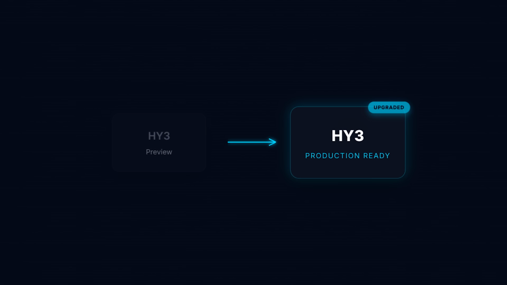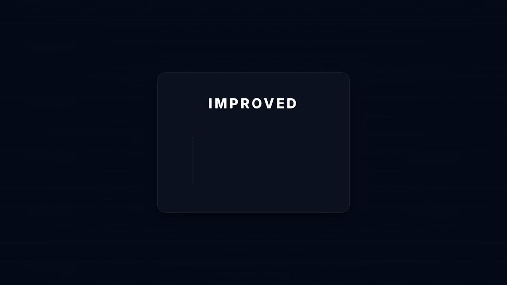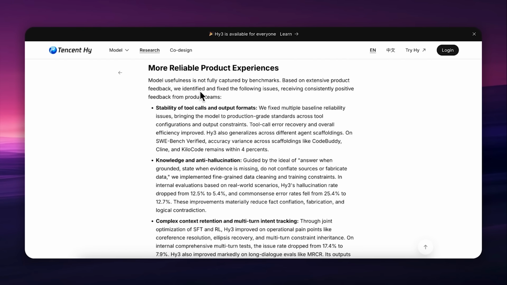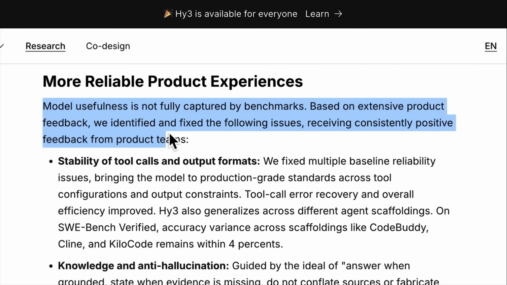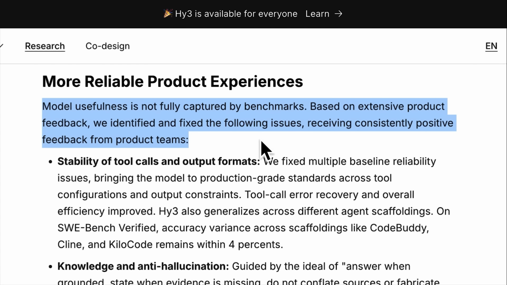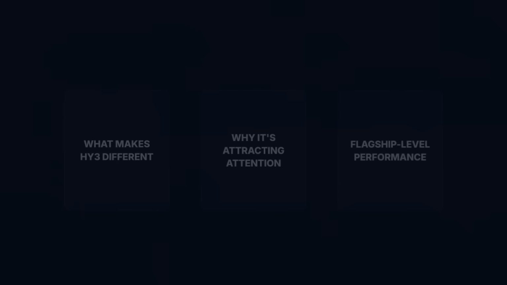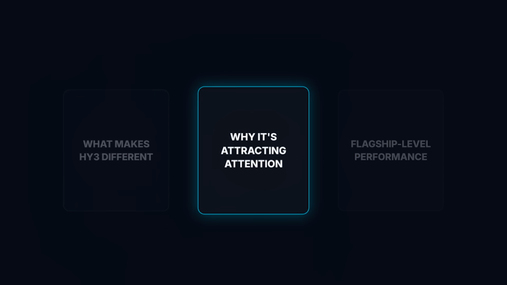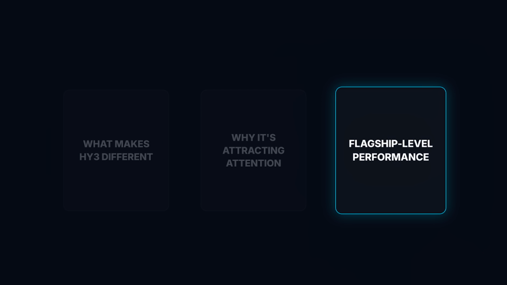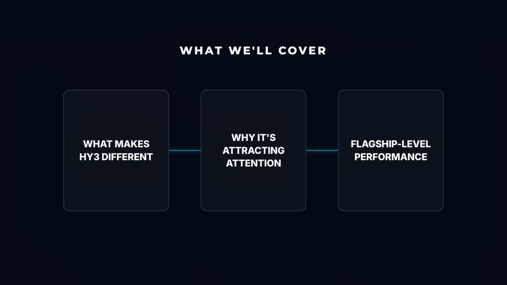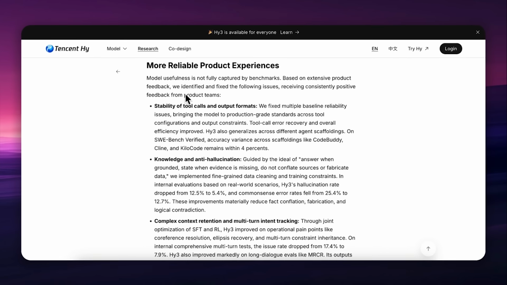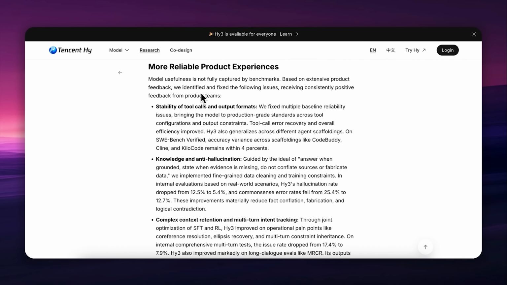HY3 is the official evolution of HY3 Preview, and this isn't just another routine update. In only about 2 months, Tencent transformed the preview version into a significantly more capable, production-ready model by improving code generation, AI agent performance, and real-world usability. Instead of chasing benchmark rankings alone, Tencent focused on building an AI that's practical, efficient, and accessible for developers. Today, we'll look at what makes HY3 different, why it's attracting attention, and how it delivers flagship-level performance without requiring a flagship-sized model.